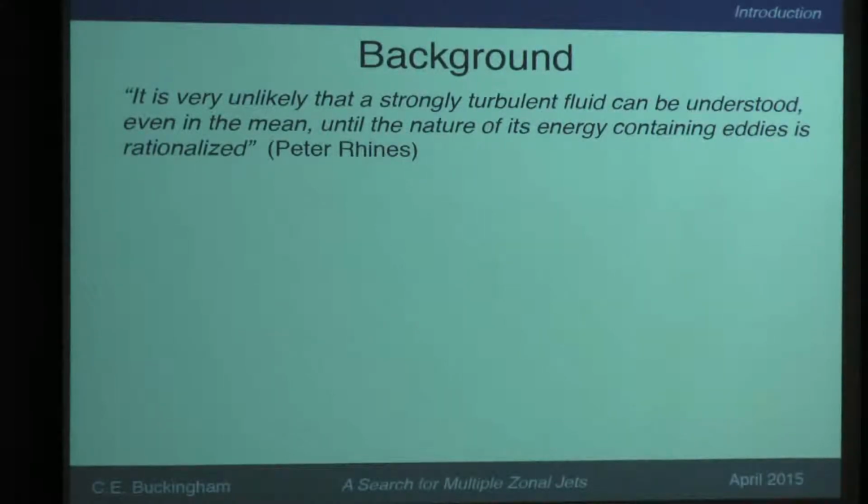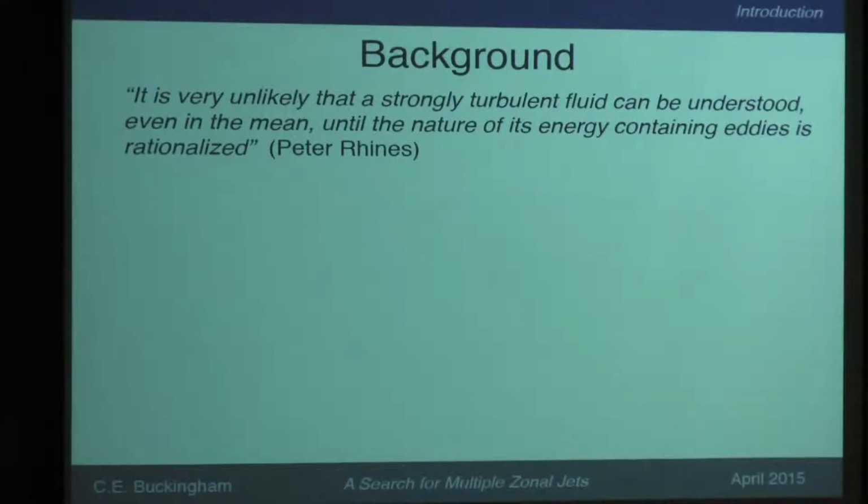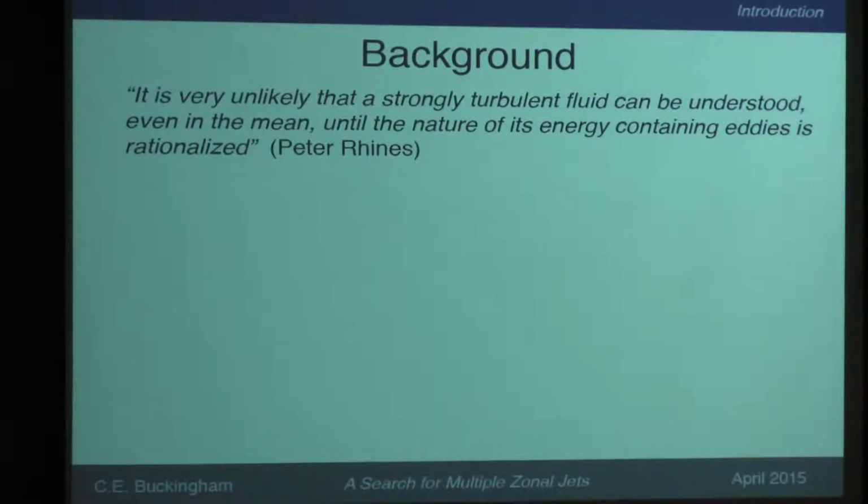So I'll start with this quote. It is very unlikely that a strongly turbulent fluid can be understood even in the mean until the nature of its energy-containing eddies is rationalized. So Peter Rhines, who's one of the founders of zonal jet theory, or geostrophic turbulence theory, said this quote, and the reason I include it is just to emphasize that the ocean, although we think of it in this very laminar conveyor belt kind of flow, and even in the subtropical gyre type flow, it's very turbulent. And so you need to understand turbulence in order to understand the features that we're going to talk about today.